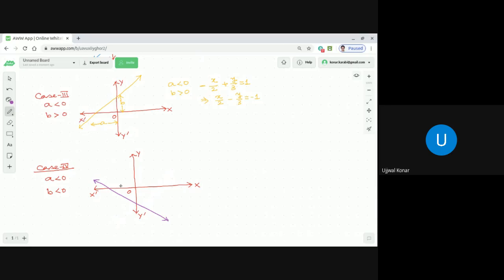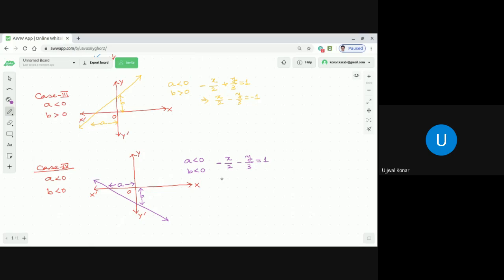Why does it look like this? Because A is less than 0, it is on the negative side of the x-axis, the left hand side of the x-axis. And B is also less than 0 because it is below the x-axis, that is the negative side of the y-axis. So here we get, dear students, A is less than 0, B is less than 0. So what will be one sample representative equation? Suppose minus x by 2 minus y by 3 is equal to 1.